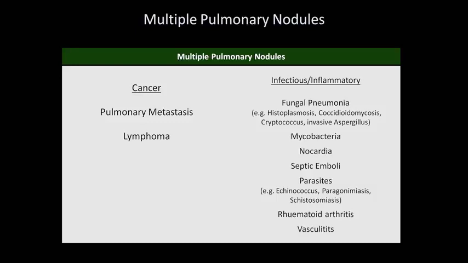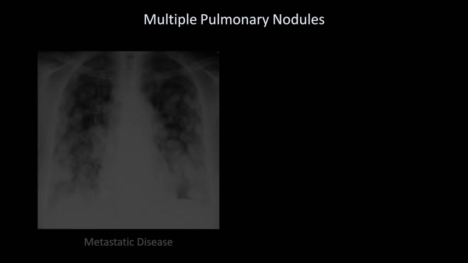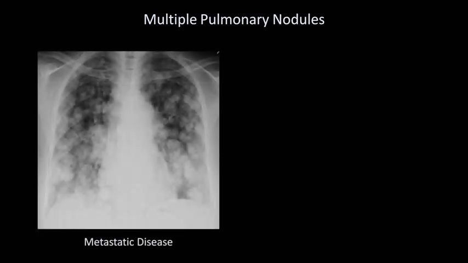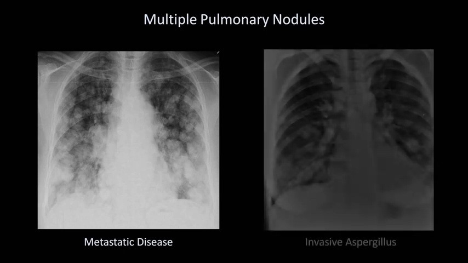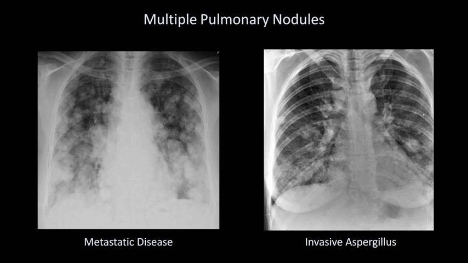Finally, one miscellaneous cause of multiple pulmonary nodules is amyloidosis. Here are just a couple of examples of patients presenting with multiple pulmonary nodules. Here is metastatic disease. In this case, this is from endometrial cancer. And invasive aspergillus.